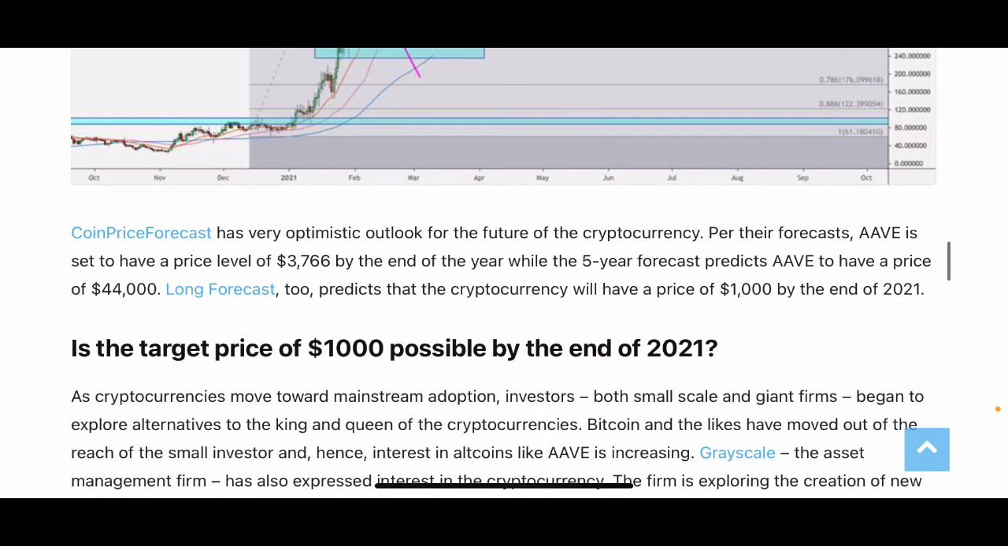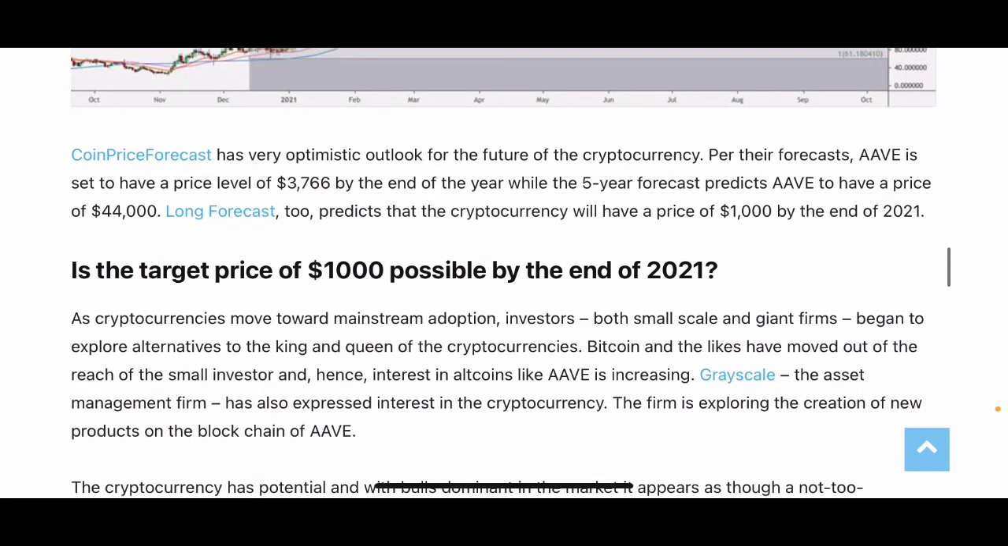So CoinPriceForecast has a very optimistic outlook for the future of the cryptocurrency. Per their forecast, AAVE is set to have a price level of 3,766 by the end of the year, while the 5-year forecast predicts AAVE to have a price of 44,000. LongForecast predicts that the cryptocurrency will have a price of $1,000 by the end of 2021.